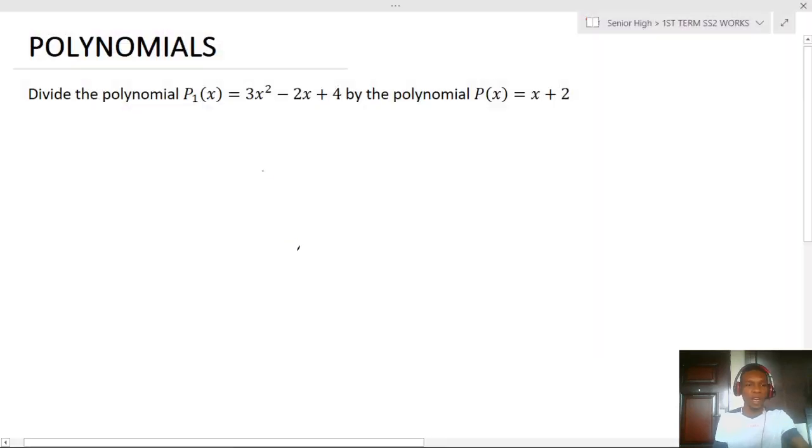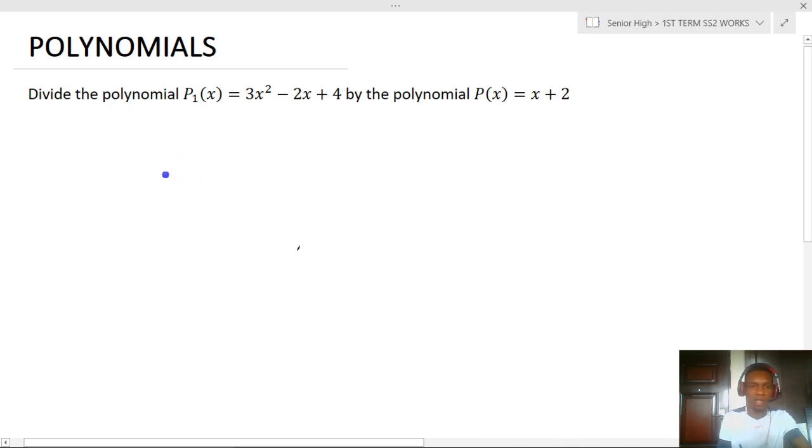Okay, so I would like us to look at this question under polynomials. We're asked to divide the polynomial p1 of x equal to 3x squared minus 2x plus 4 by the polynomial p of x, which is equal to x plus 2. Now remember, in polynomials we divide using long division.